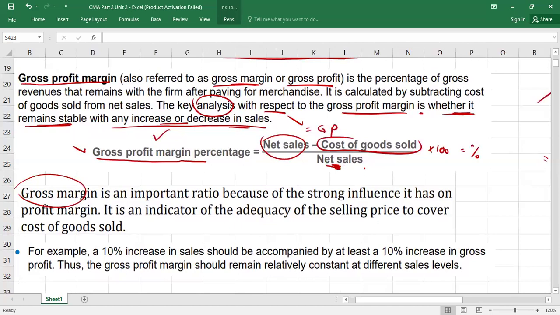So for example, I'm just assuming the values here and let me explain the interpretation also. For example, gross profit is $20 and sale value is $100, multiply by 100. So you get the answer 20%. So what does that mean? What does 20% mean?